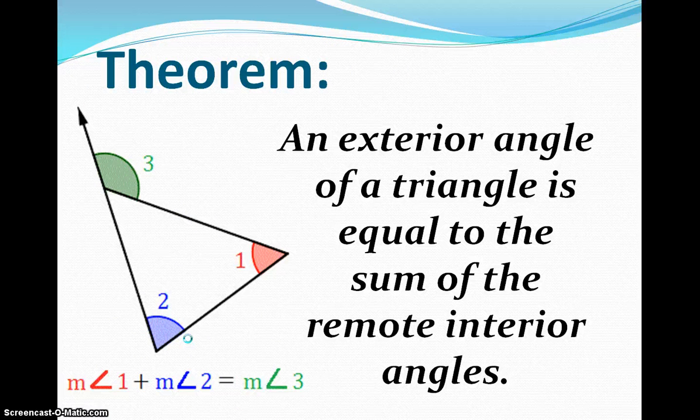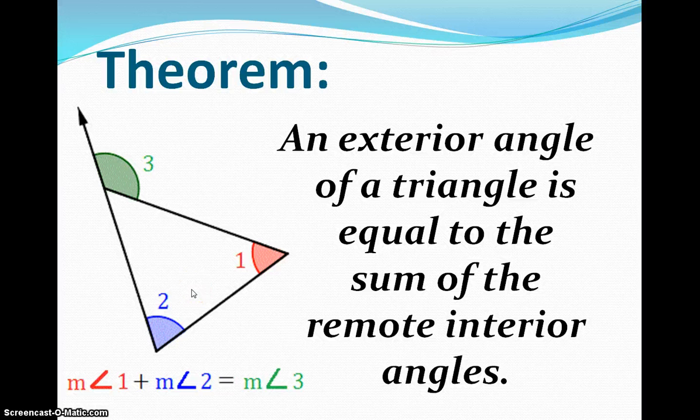The last theorem that we have: an exterior angle of a triangle is equal to the sum of the remote interior angles. This is based off one of the previous chapters in which we were dealing with exterior angles, where we were able to say that angle 3 is greater than angle 2, and angle 3 is also greater than angle 1. So an exterior angle of a triangle is greater than either of the remote interior angles.